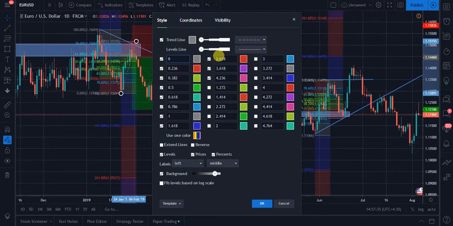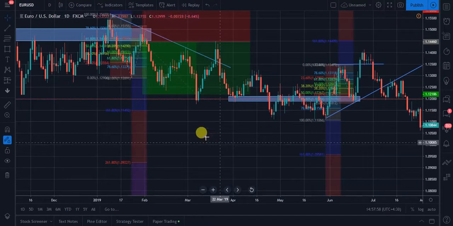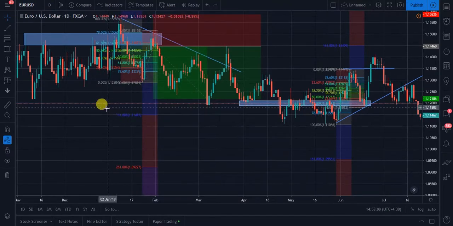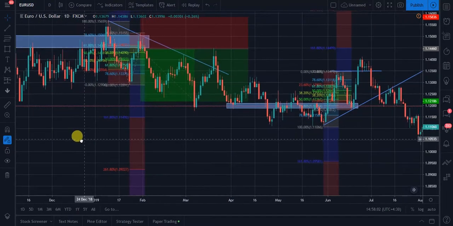So these are the Fibonacci retracement between 0 to 100. This is 1.65. That means 161.8%. This is a Fibonacci extension. But the Fibonacci extension I will teach in another video.